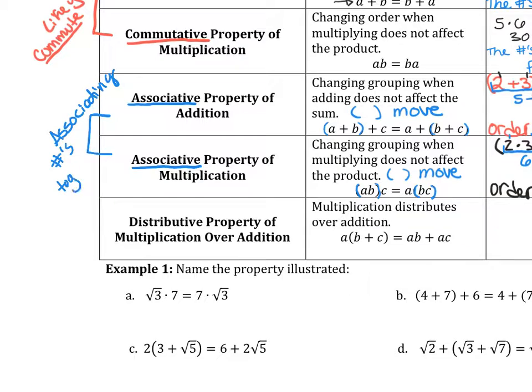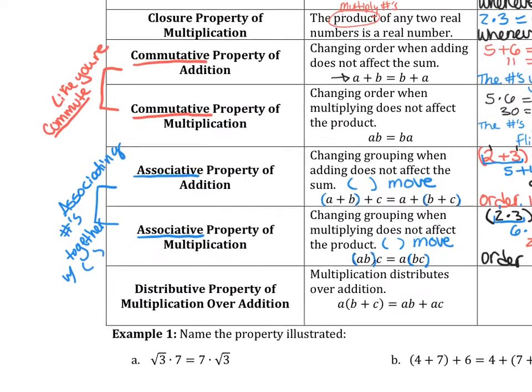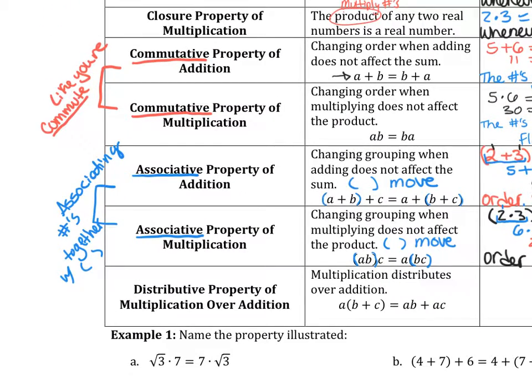Associating numbers together with parentheses. So we're just changing which two numbers are being multiplied first or added first. But you would still get the same answer either way. Okay, so those are the big ones. You just have to make sure you can remember the difference between the commutative ones where the order is flipping and the associative ones where the order stays the same but parentheses are moving.